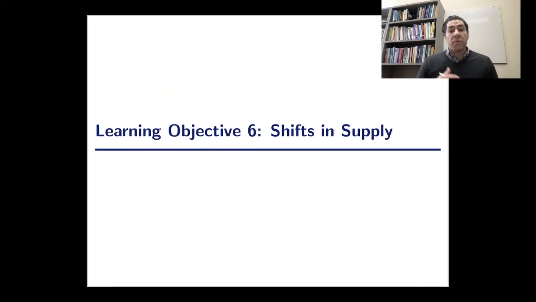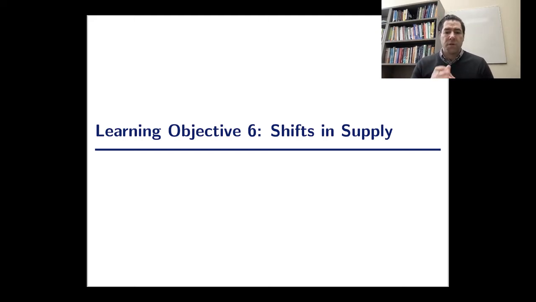So in Learning Objective 6, we're going to try to understand what is going to shift the supply curve. So we've developed the supply curve. We understand why it's upward sloping. We understand it as a marginal cost curve for the firm. And we've been able to take individual supply curves, add them up to get market supply.